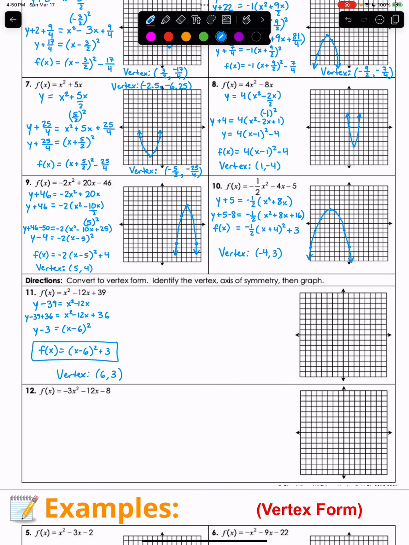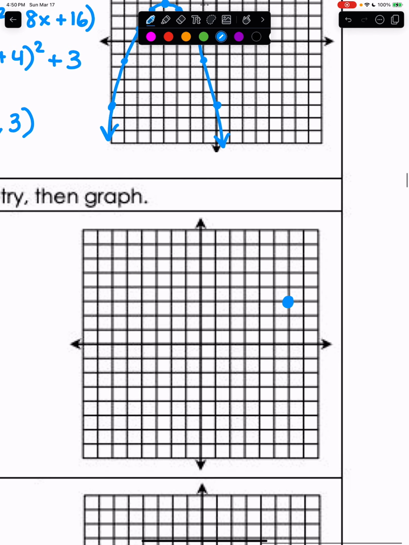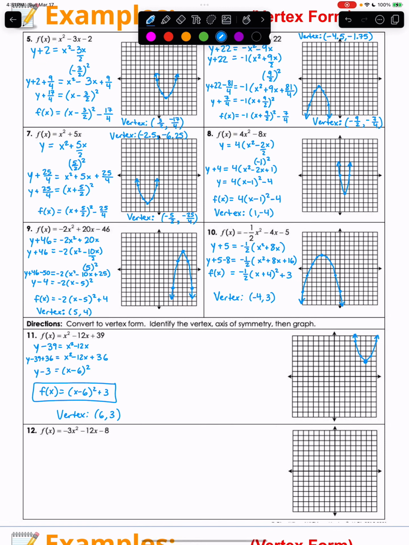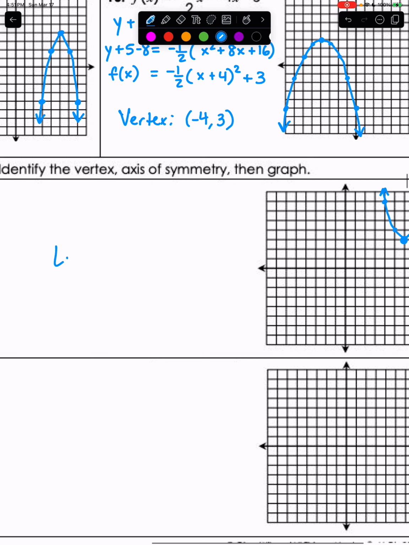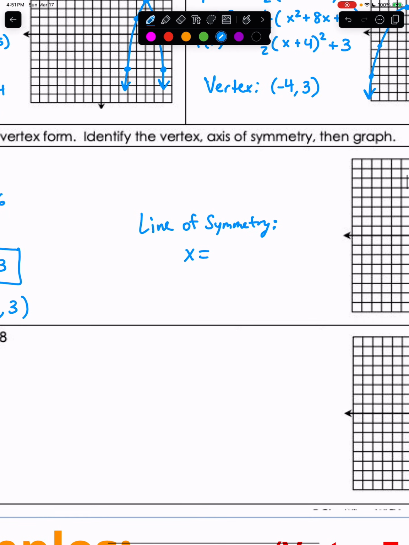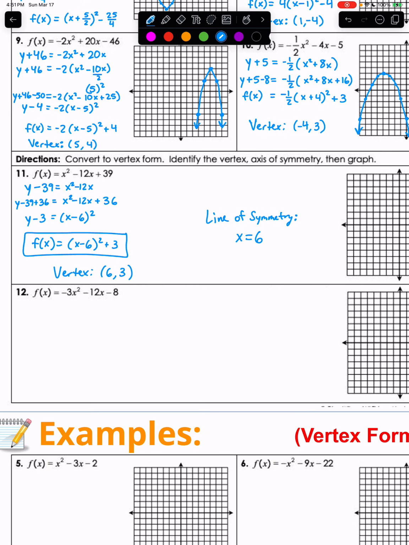So let's graph this. 1, 2, 3, 4, 5, 6, 3. Arrow is going to be pointing up. It's a regular graph. Up 1, right 2, up 4. Connect the curvy curve. There we go. And then last one we got on here. What does it say? Line of symmetry. It says identify a line of symmetry. Only for this problem. So x equals, what is my vertex here? 6. Alright, same for the bottom one here.